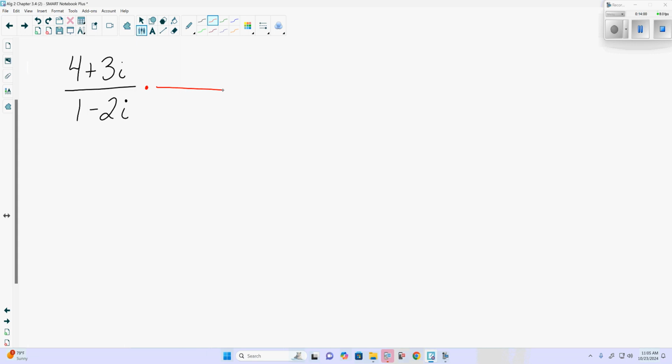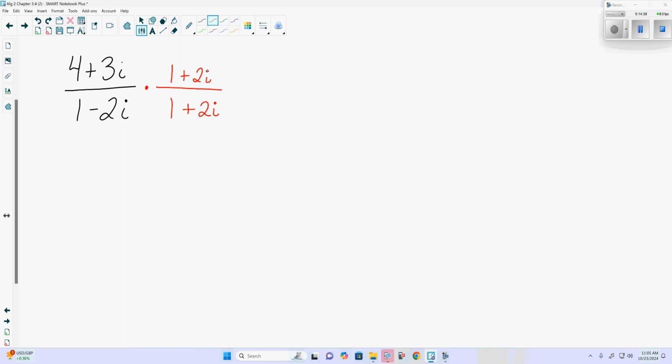Well, the issue is with the 1 minus 2i, yes? I need to multiply it by something so that the i goes away. Specifically, we're going to multiply it by 1 plus 2i. I'm going to multiply it by its conjugate. But I can't just multiply the bottom. I also have to multiply the top. So we're multiplying the top and bottom by the complex conjugate of the denominator.